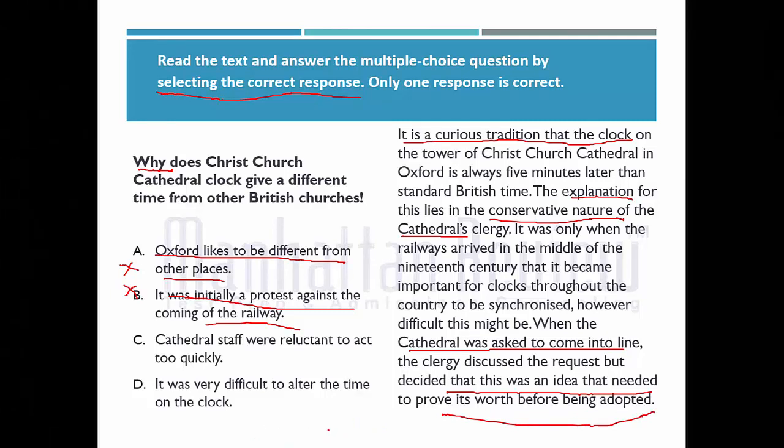They needed time. So we have C as an answer for now, but let us eliminate the D answer also and understand why D is not an answer. It was very difficult to alter the time on the clock. It's nowhere discussed how much difficulty was required to alter. They were already available and it would be in a synchronized way. So now the answer is C, that the cathedral staff were reluctant to act too quickly.